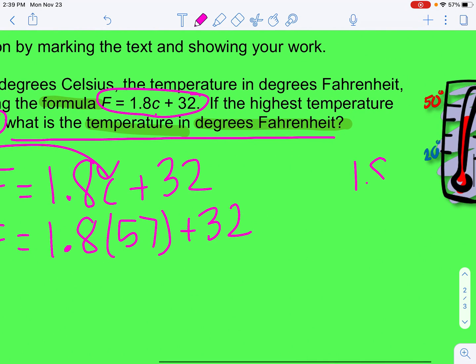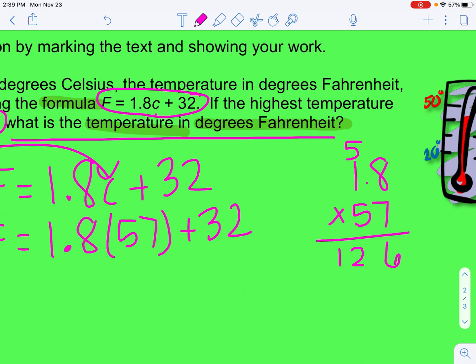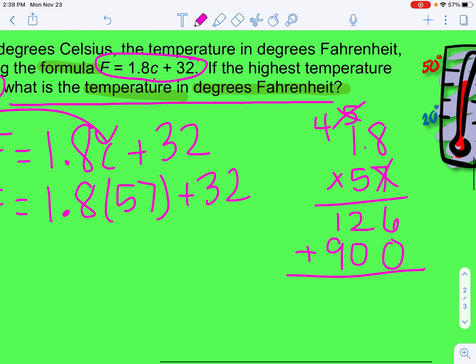So let's do that over here because I don't know about you, but I do not have that memorized. 7 times 8 is 56. 7 times 1 is 7, plus 5 is 12. Cross off your 7, cross off your 5, put a 0 underneath. 5 times 8 is 40. 5 times 1 is 5, plus 4 is 9. Now we add. 6 plus 0 is 6, 2 plus 0 is 2, 1 plus 9 is 10.